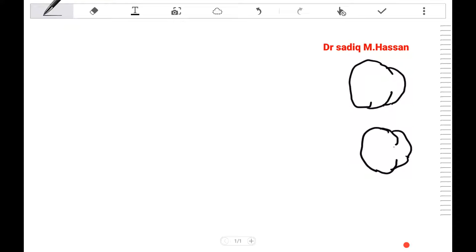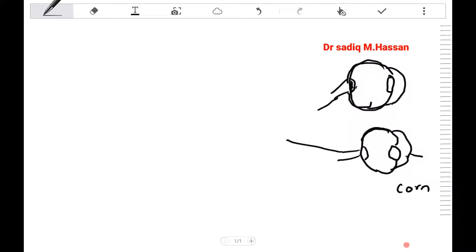Let us suppose this is the cornea and this is the eyeball. This is the fovea and this is the optic nerve. This is the fovea. So it is very rough. I'm not good with drawing, but in general, I mean, to draw the visual pathway.